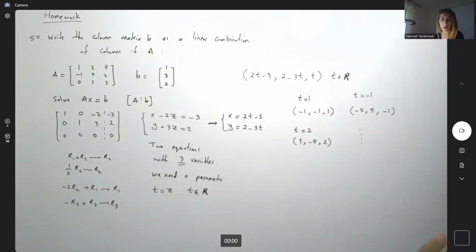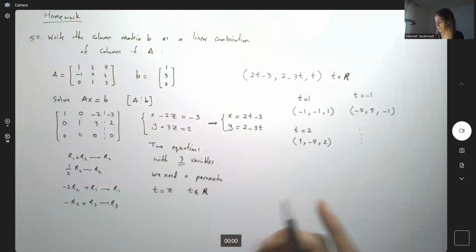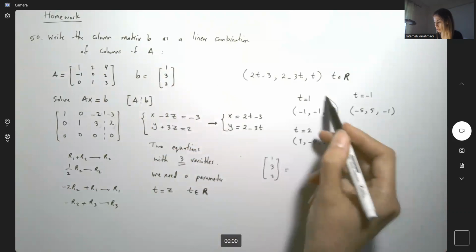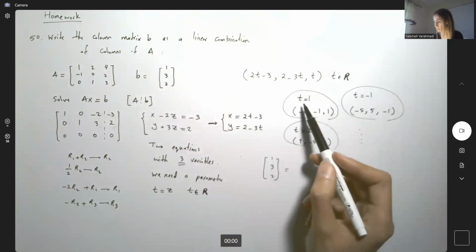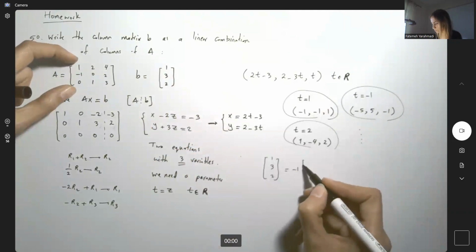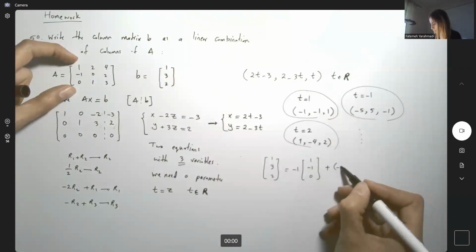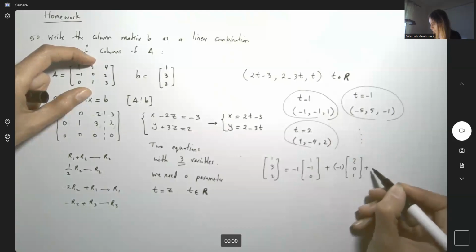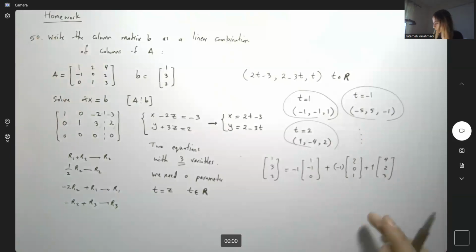Now you can use either of these options and write B in terms of these 3 columns. So my B, 1, 3, 2 can be written this way. I can use this, or this, or this, or infinitely many options that I have. If my t is equal to 1, my x becomes negative 1 times the first column, the scalar multiplication, plus negative 1 times the second column, 2, 0, 1, plus 1 times the last column, 4, 2, 3. You can double check this as well. Check.